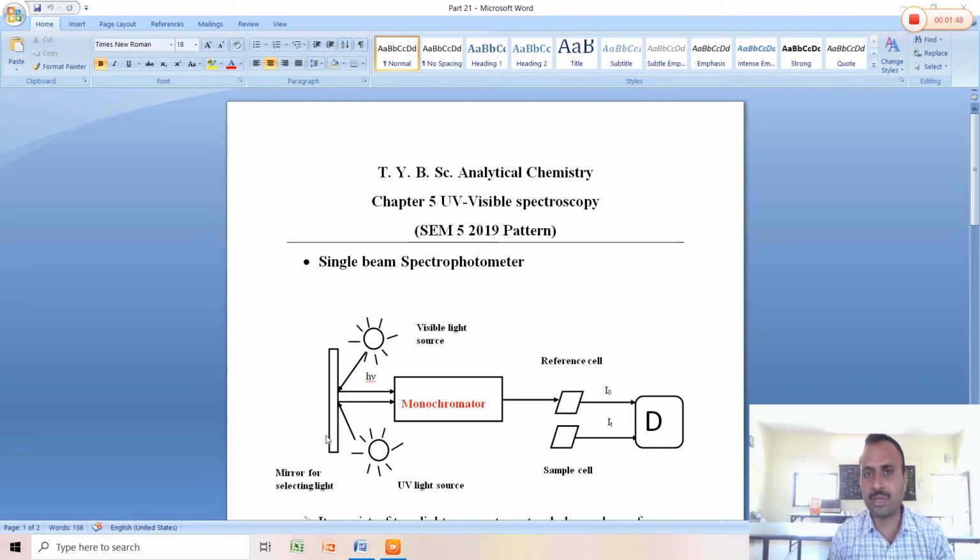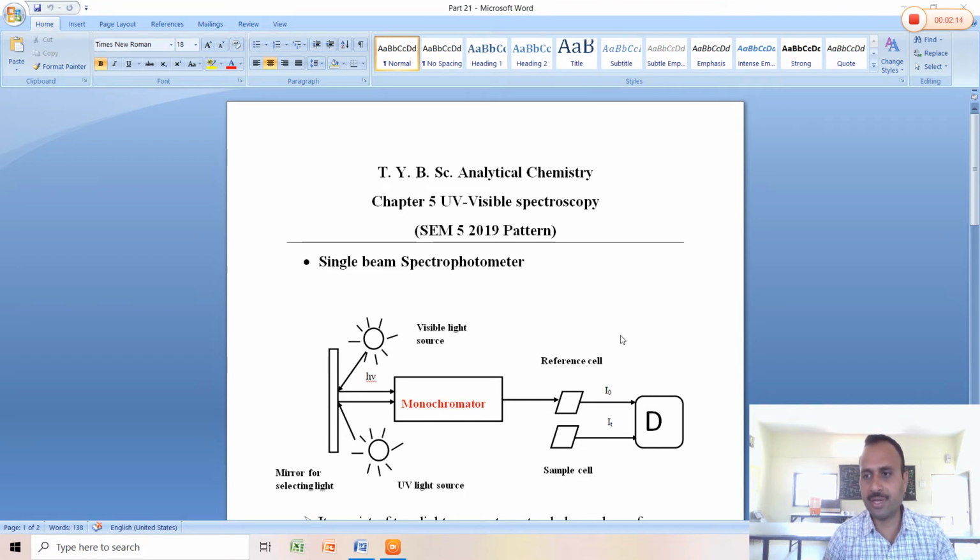Now here, through the sample cell the intensity of transmitted light is obtained, while for the reference cell the intensity of incident light is obtained. Both are directed towards the detector.